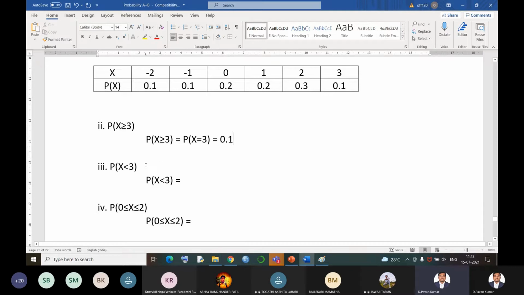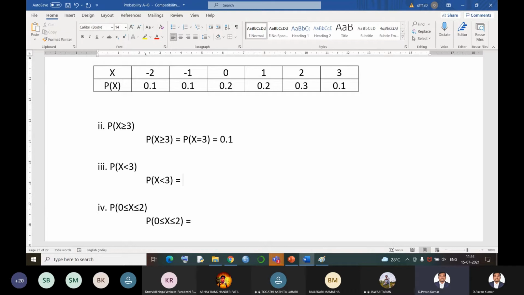Now the next problem, what they're asking us to find is p of x less than 3. P of x less than 3 means what? Starting from -2, I have to find the answer up to 2. Why? Because it is not x less than or equal to 3, it is only less than 3. So the values should start at p of x equal to -2, -1, 0, 1, 2. That is how we need to find it.